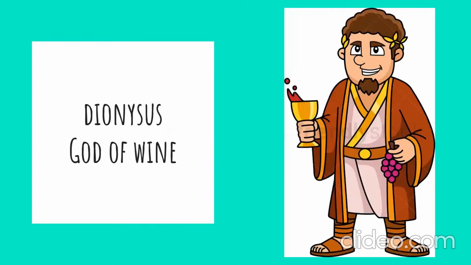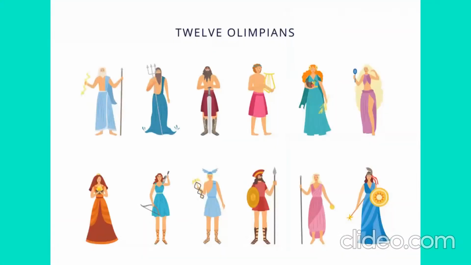Up next, we have Dionysus, who is the god of wine. As you can see, his symbol is grapes because he was the one who created wine. Okay, and here you can see all the 12 Olympians, a happy family living together in Olympus, which is heaven, another world.